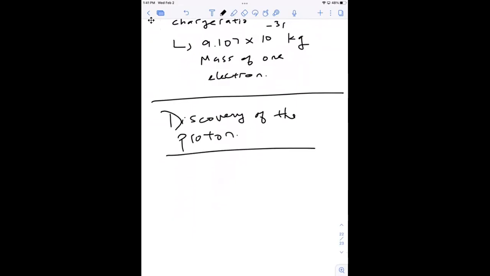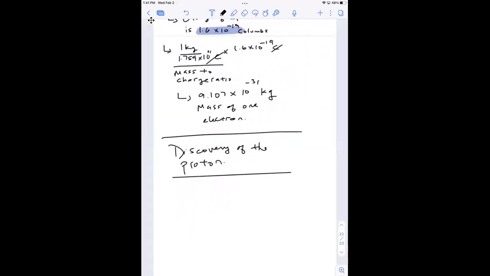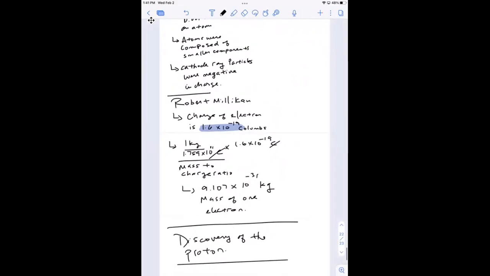All right, and before we do that, are there any questions about the electrons, about the numbers, anything dealing with the electron?